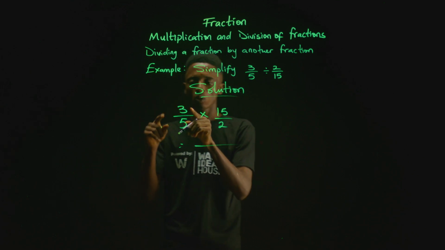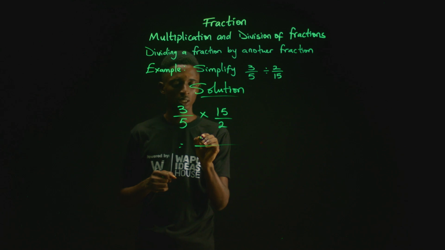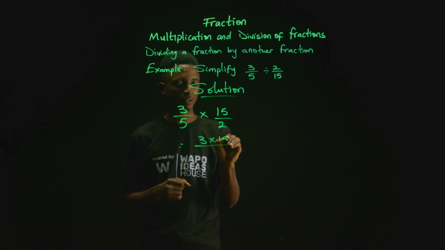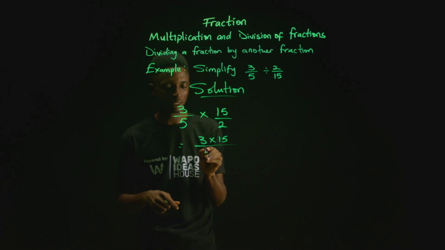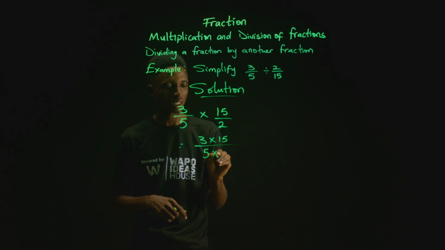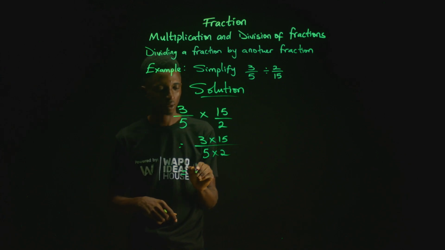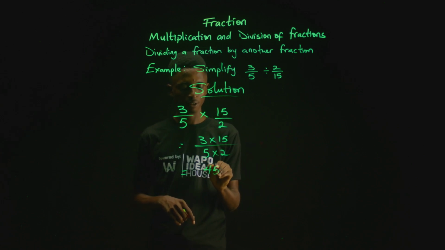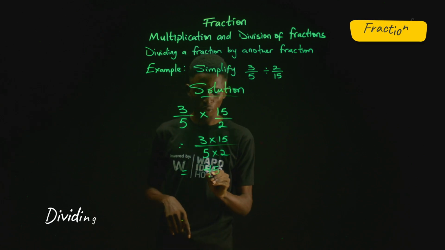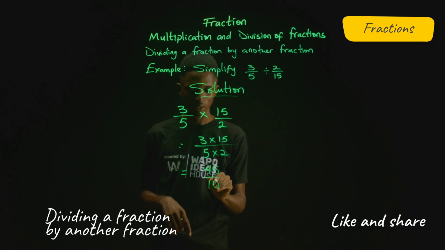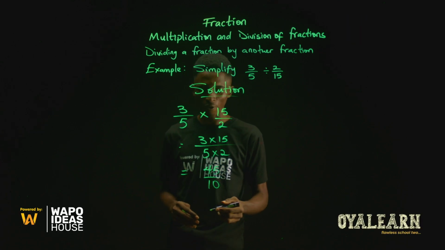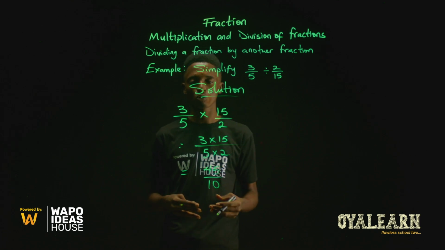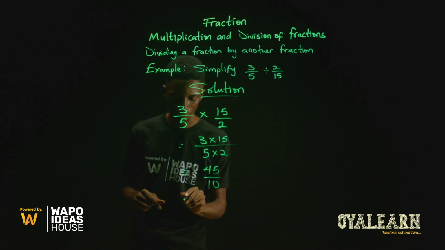Now, we multiply the numerators. So 3 multiplied by 5. And then we also multiply the denominators. So 5 times 2. 3 multiplied by 5 will give us 15. And 5 multiplied by 2 will give us 10. This is an improper fraction which needs to be brought to a mixed fraction.